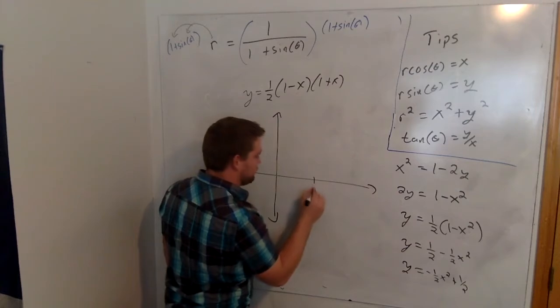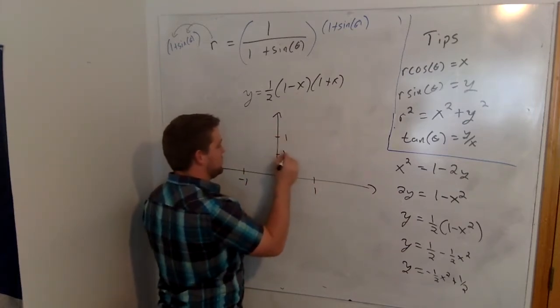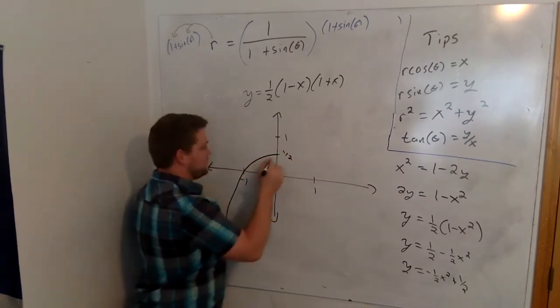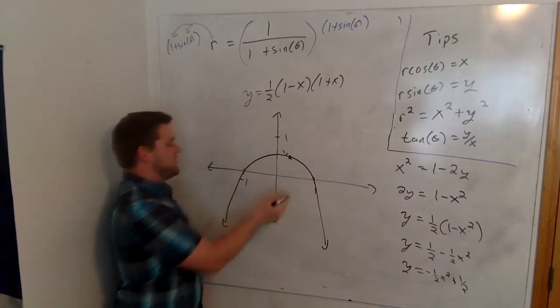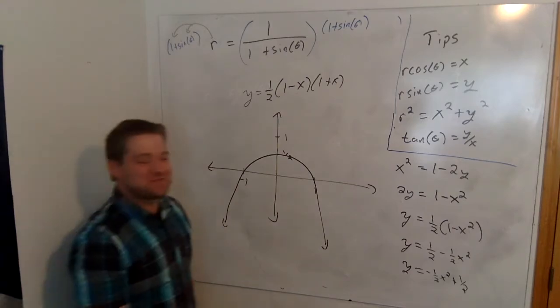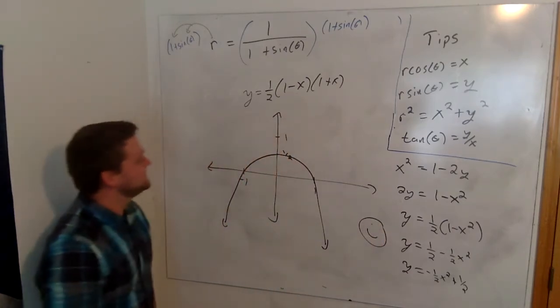So here's 1. Here's negative 1. Okay, if here's 1, here's 1/2. This is a parabola. A frowny face parabola has a y-intercept at (0, 1/2), and x-intercepts at negative 1 and 1. Even though this is a frowny face parabola, here I am, I'm smiling. This is great.